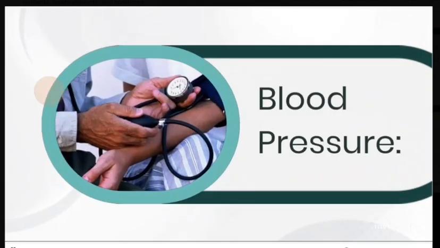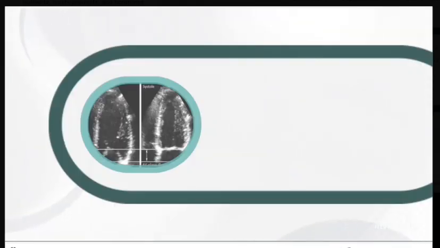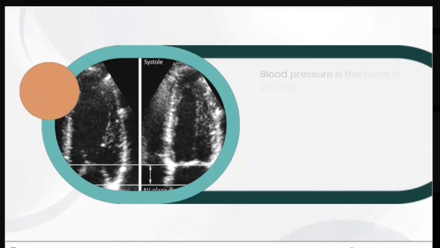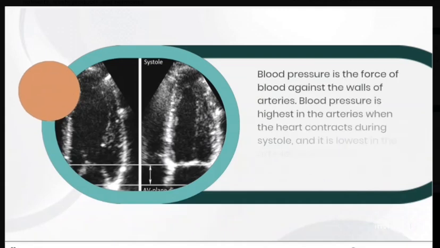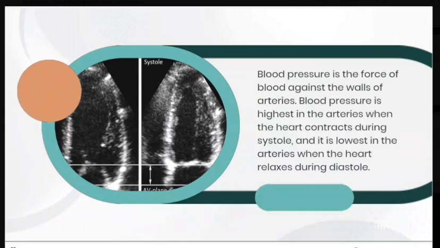Blood pressure. Blood pressure is the force of blood against the walls of arteries. Blood pressure is highest in the arteries when the heart contracts during systole, and it is lowest in the arteries when the heart relaxes during diastole.